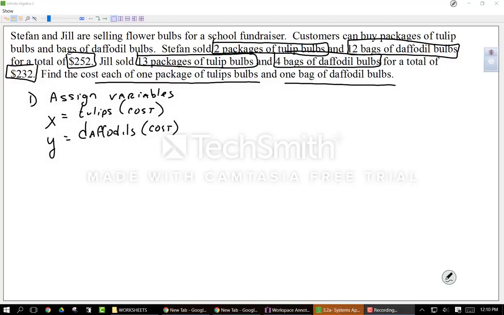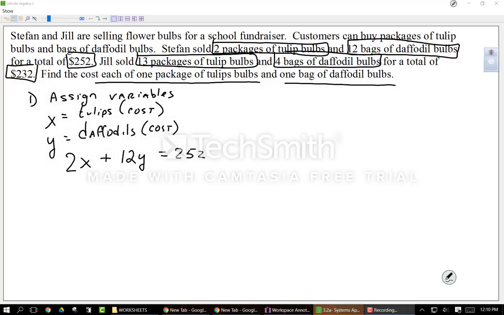Now, according to the equations that I'm going to write down, it's 2 times the cost, which is 2x. That gives you the total cost of the tulips. Now I'm adding it, because when you have stuff that's being bought together, you add them together. Then how many daffodils? He bought 12, so 12y is equal to 252. So 2 times the cost of the tulips plus 12 times the cost of the daffodils is equal to $252, the cost of all of it.